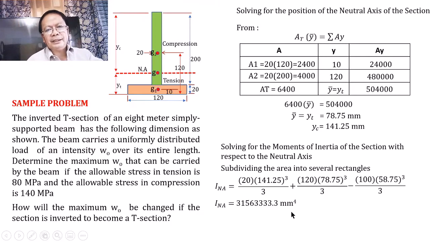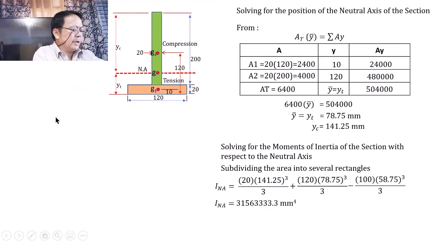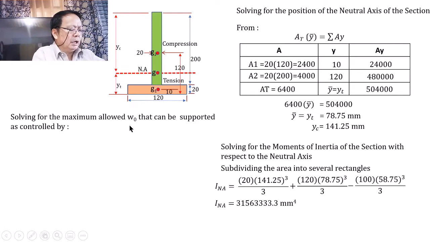Now, pagkatapos nating masolve na itong ating moments of inertia, nakuha na rin natin yung ating y sub c at y sub t, alam na rin natin yung ating moment which are expressed in terms of W, and we know the allowable stresses in either tension and in compression. Therefore, we can now solve for the maximum allowable W that can be supported. However, this maximum allowed W will be controlled by either the maximum allowable stress in tension or in compression. Kaya this will be controlled by any of the two.